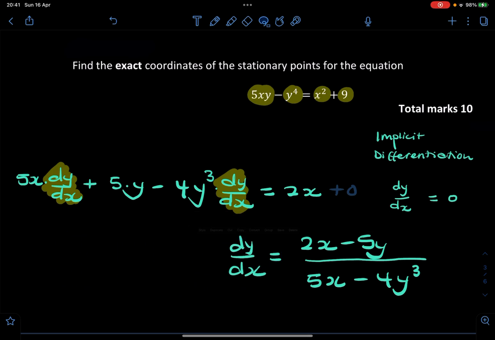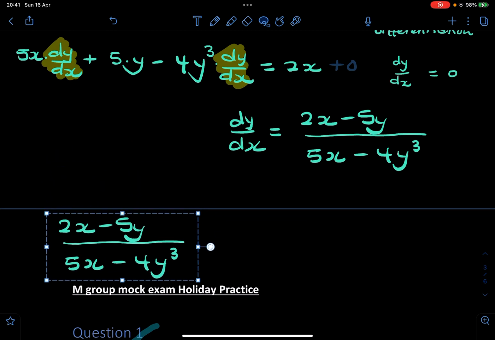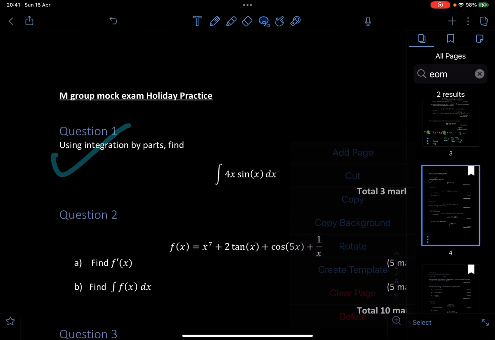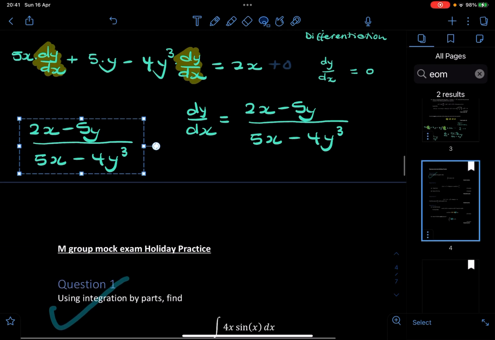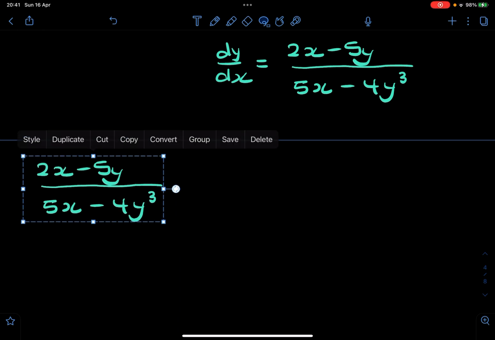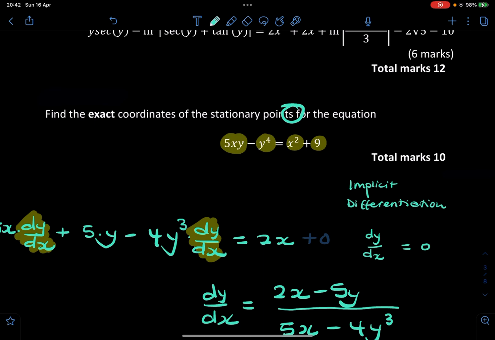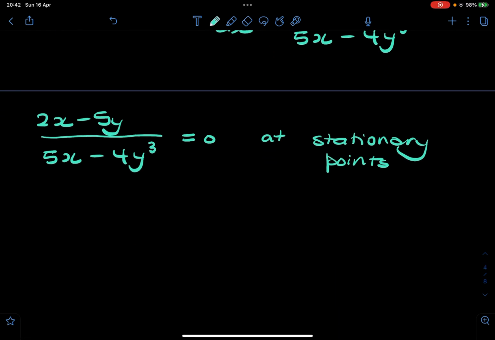So we found dy by dx, but that isn't enough. We want to say that dy by dx is equal to 0. So this is equal to 0. Let's add another page. So this is equal to 0 at the stationary point. Is there one or more stationary points? The question says points, so it's likely that there'll be more than one solution.